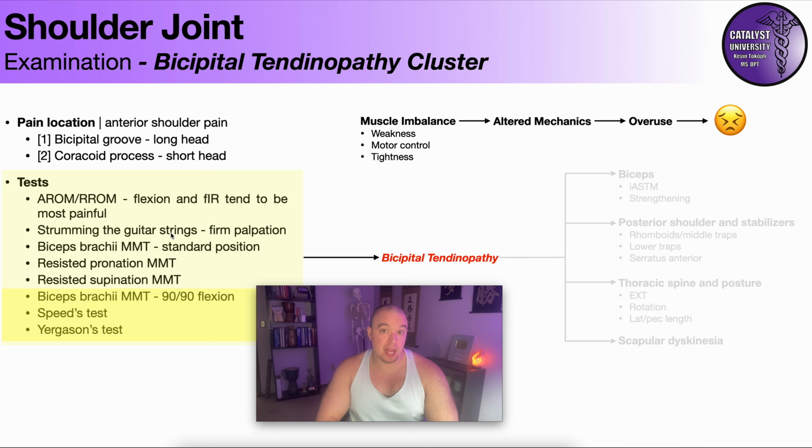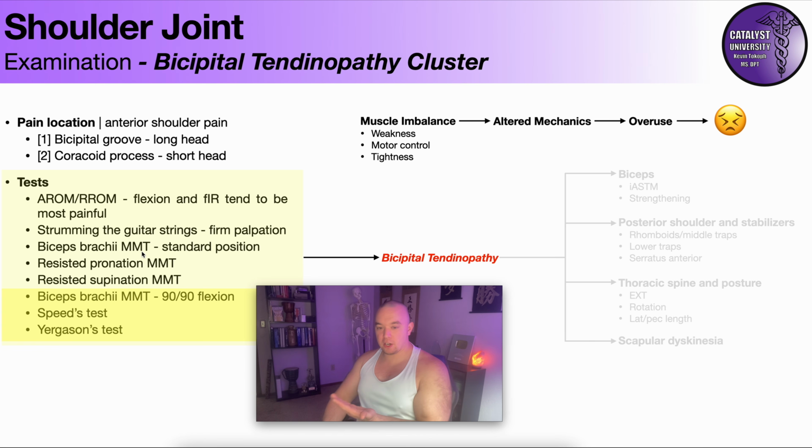If it was a short head tendinopathy, you have to go into where the coracoid process is and dig in there. You will probably not be able to feel the tendon. You're not going to hit the guitar string like you can for the long head one. But if you poke in that coracoid area, really dig in there with your fingers or your thumb, and they report that's painful, more than likely it's a short head tendinopathy. Okay, so firm palpation.